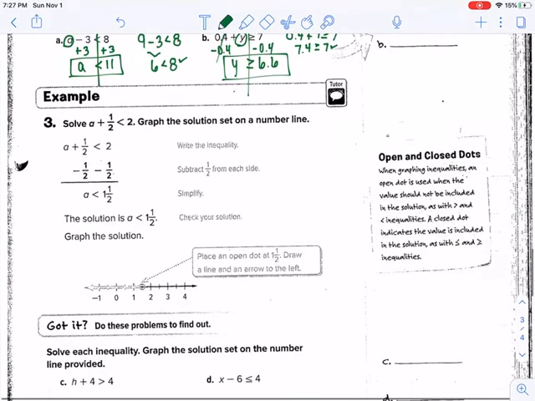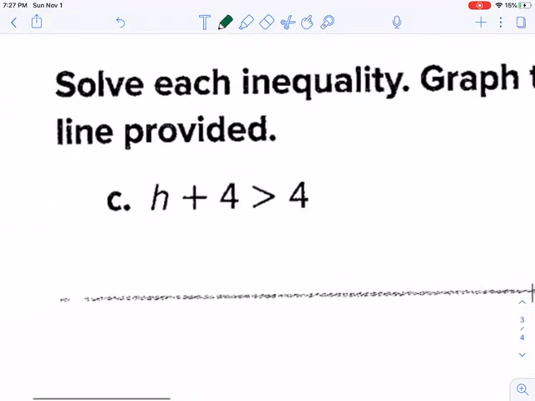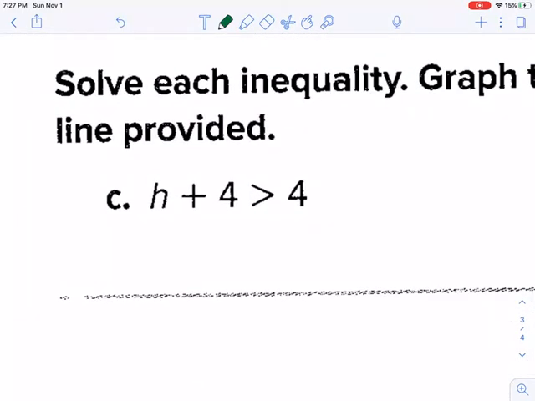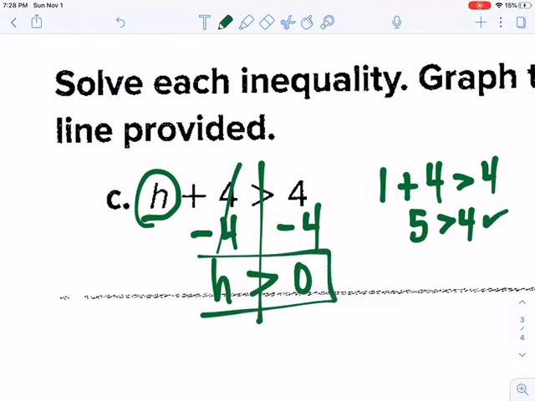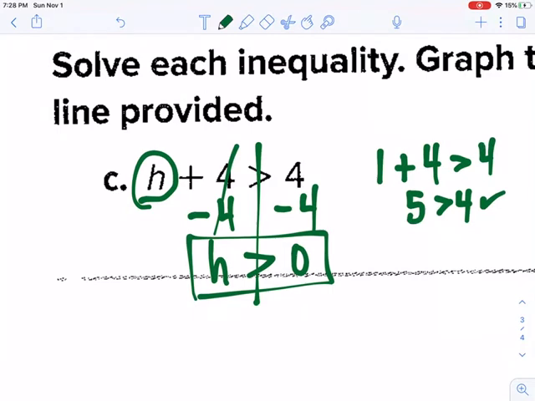All right, so then we can go into learning about how do we graph these. So let's first solve letter C at the bottom here, and then I'll show you how to graph it. Okay, we want h by itself. We're going to subtract 4. This gives us h is greater than 0. So we have to pick a number greater than 0. I'm going to use 1. Does 1 plus 4 equal a number greater than 4? And it does. 5 is greater than 4. That's a good statement.